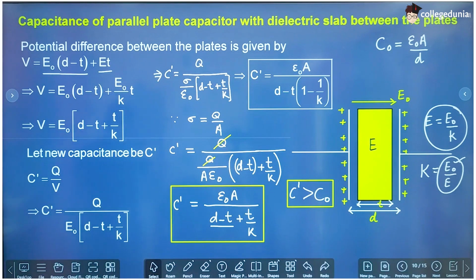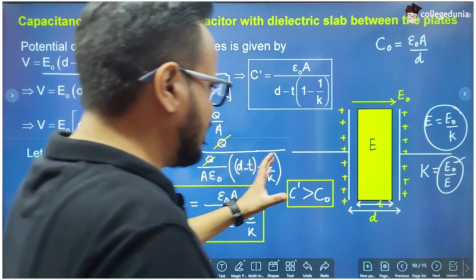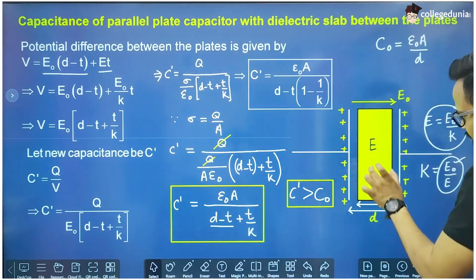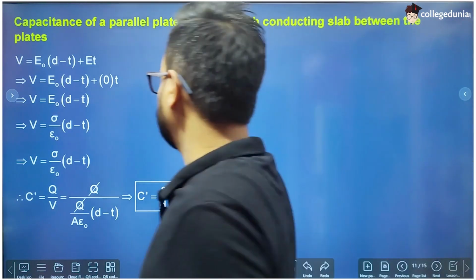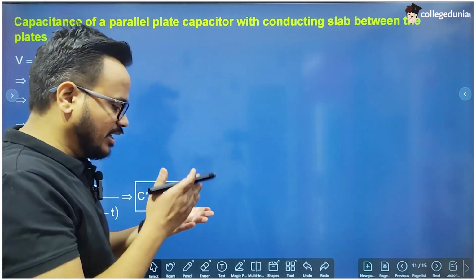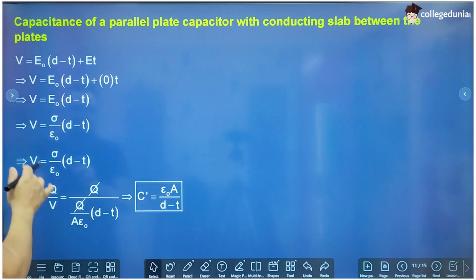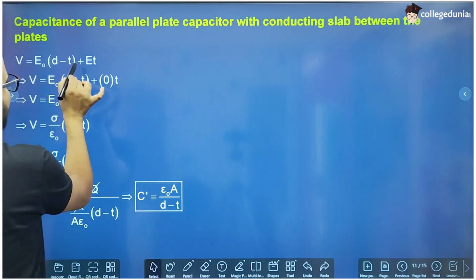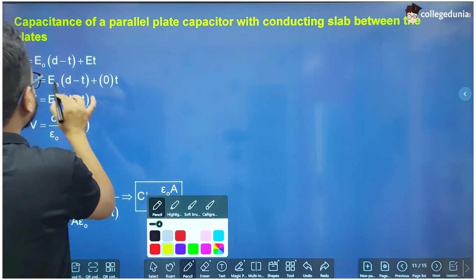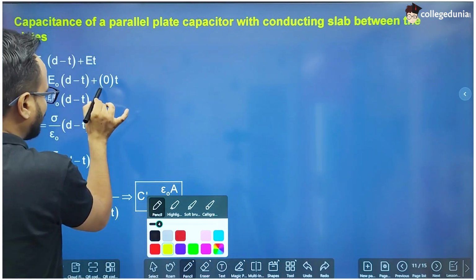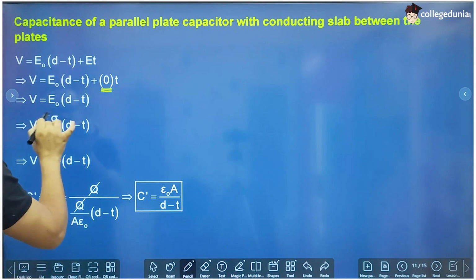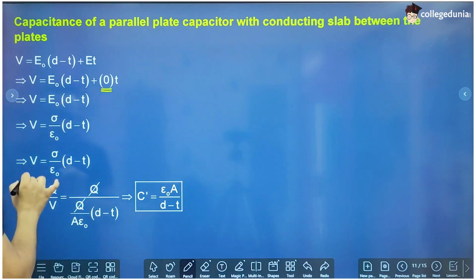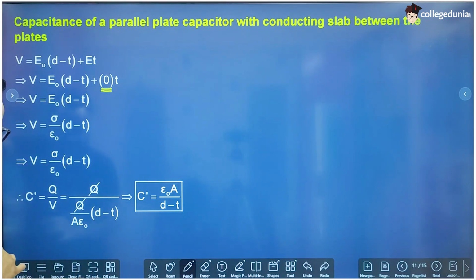Okay, now let us insert a conducting slab between the plates of the capacitor. Now let us say that this slab is conducting. Overall the diagram is the same, but now this material is not dielectric, this is conducting, right? So what happens? We all know that the electric field inside a conductor is 0. So the total potential difference V is E naught into D minus T plus E into T, and the value of E is 0. So V equals E naught into D minus T. Now in place of E naught, let us put sigma by epsilon naught. So V is sigma by epsilon naught into D minus T.